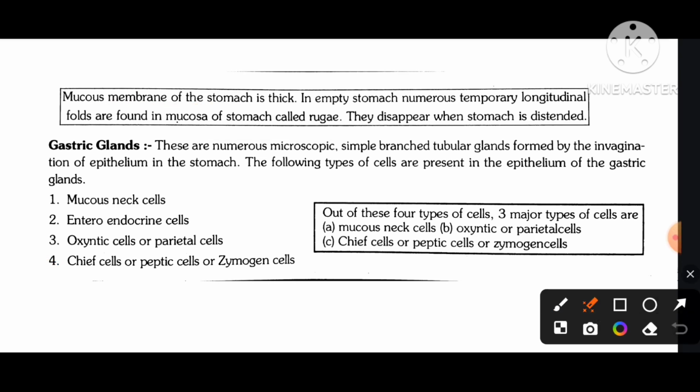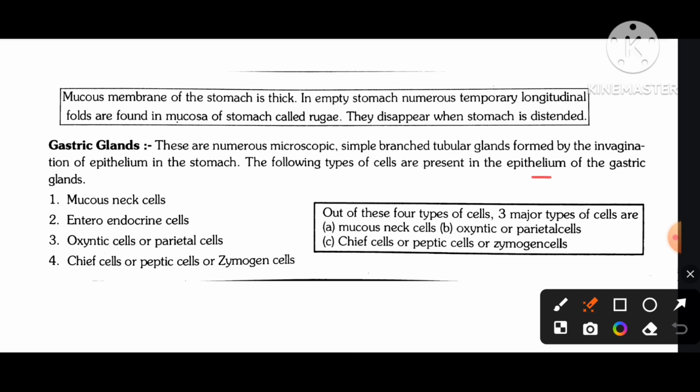The mucous membrane of the stomach is thick. In an empty stomach, numerous temporary longitudinal folds are found in the mucosa of the stomach, called rugae. They disappear when the stomach is distended. Gastric glands. These are numerous microscopic simple branched tubular glands formed by the invagination of epithelium in the stomach.